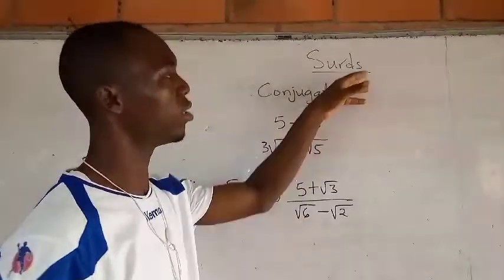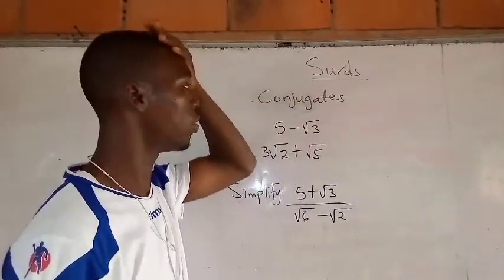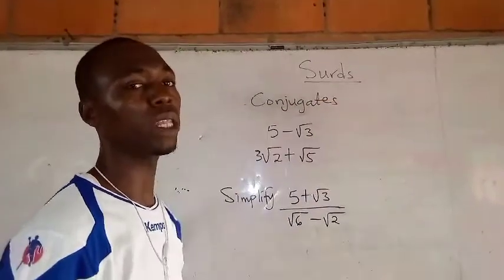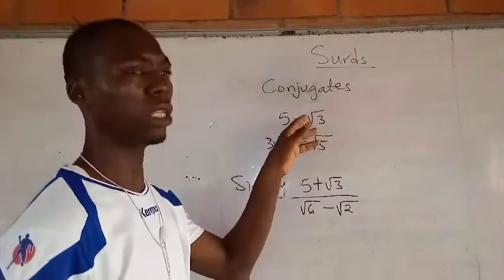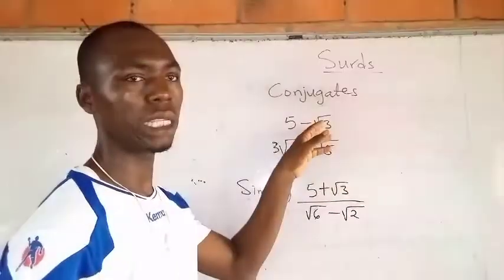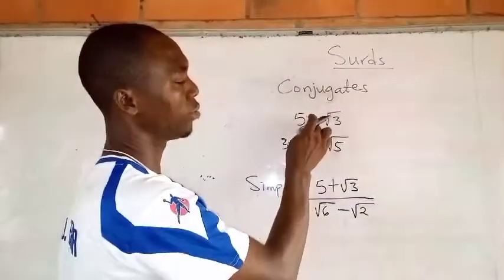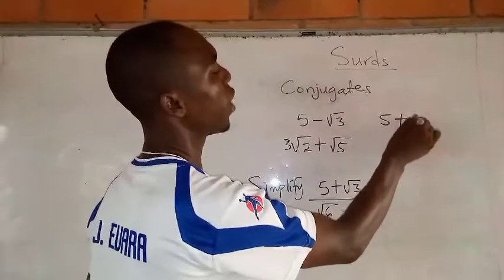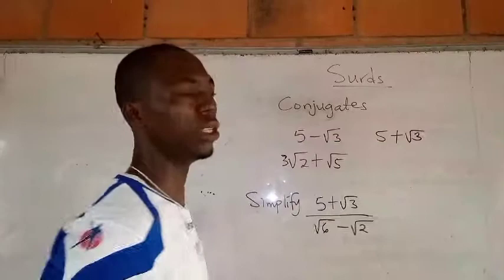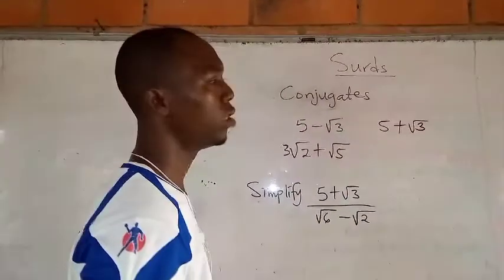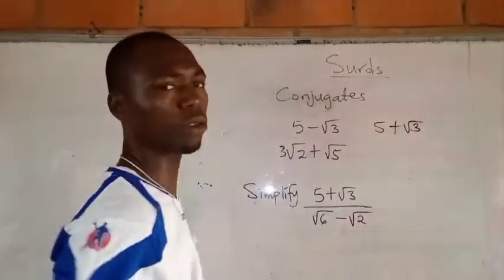This is another lesson on surds. This one is on conjugate of a binomial surd. When you have a binomial surd like 5 minus root 3, the conjugate of 5 minus root 3 is simply 5 plus root 3. All you have to do is just change the sign in the middle here. So the conjugate of 5 minus root 3 is 5 plus root 3.